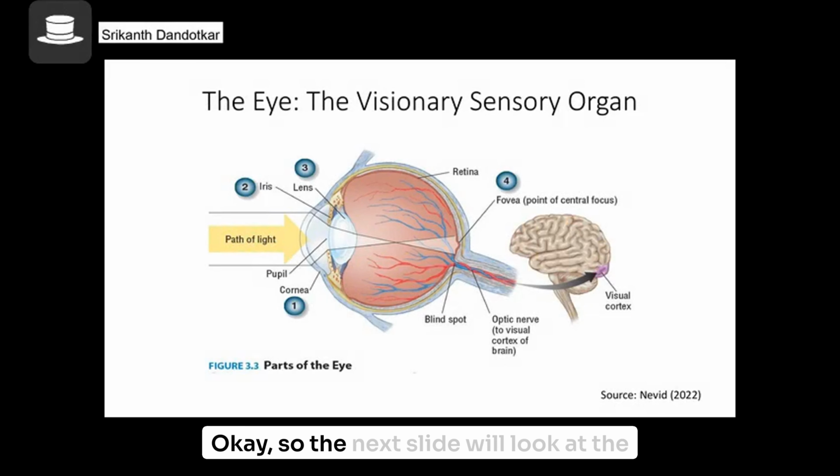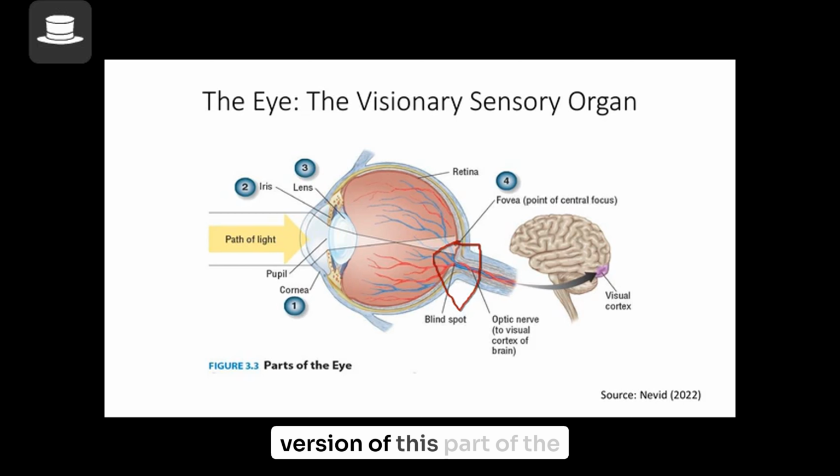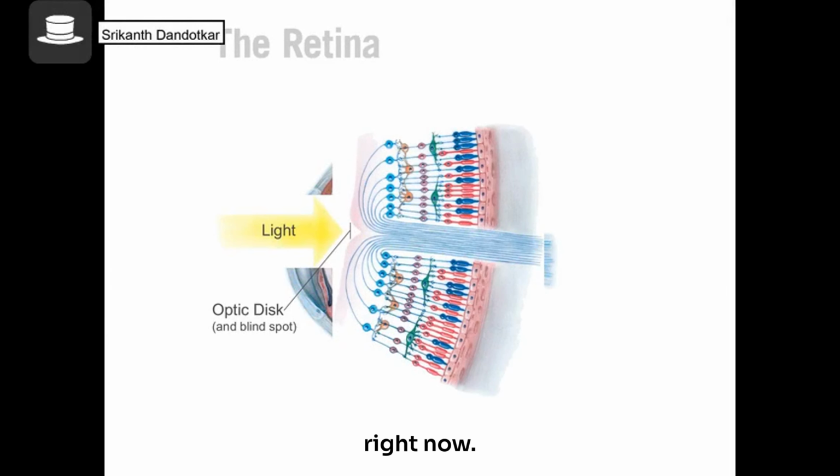Okay, so in the next slide, we'll look at the detailed nature of the retina itself. So what we'll do is take this part of the retina and zoom in and look at the different cell layers and the optic disc. So in the next slide, we'll see a zoomed in version of this part of the retina. Okay, so let's look at the retina itself.